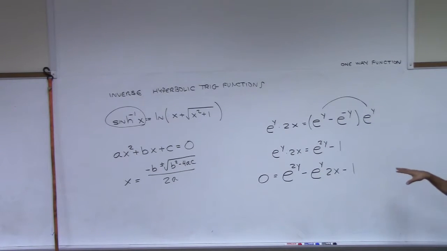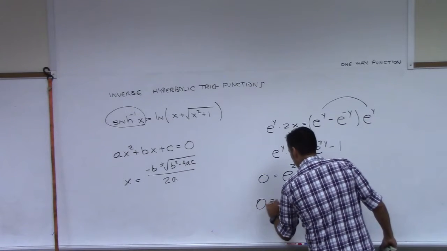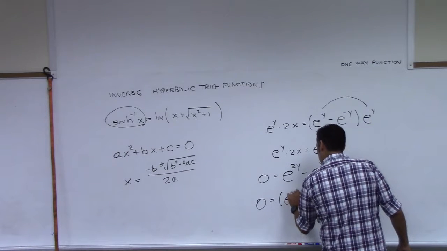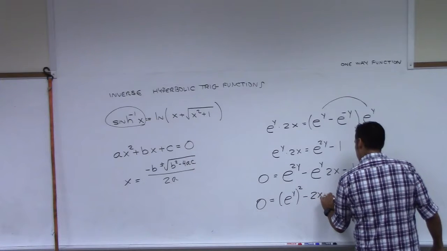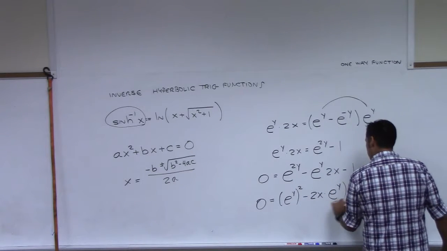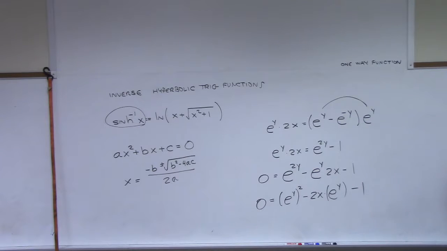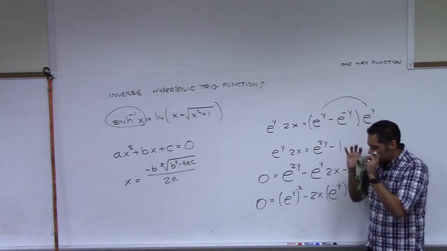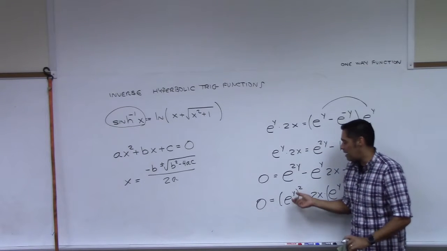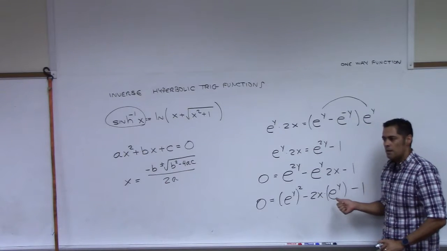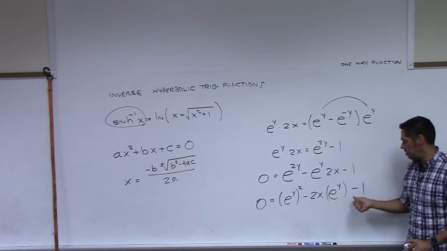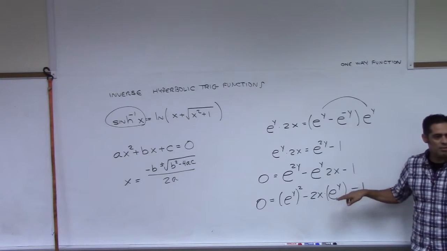We actually have a quadratic here, and I want to show it to you. This is e to the y squared minus, check this out, 2x times e to the y, and I'll put that in parentheses, minus 1. If you squint your eyes just enough, this kind of looks like x squared plus bx plus c.